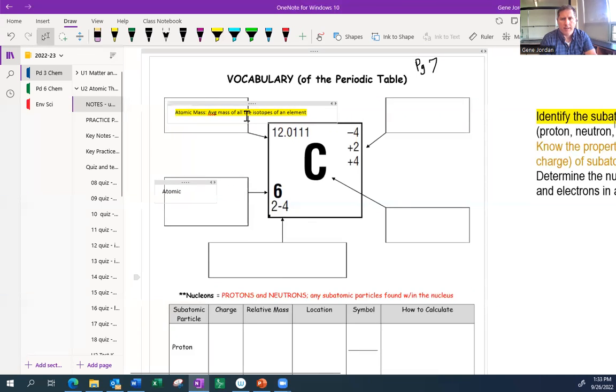And then this number right here. Now, I should talk about this a little bit. We're going to learn more about isotopes later, but they're different versions of the same element. And because there are different versions, we just take the average of them. All right, let's move on to this next number.